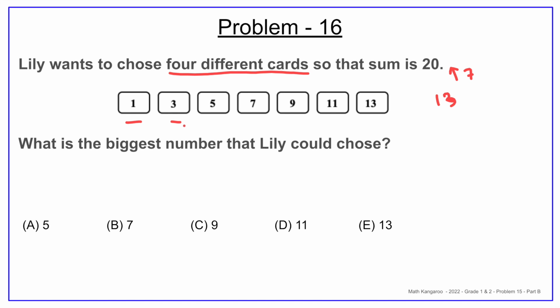1 plus 3 gives us 4. And now we are 2 apart. So there is no number 2. So 13 we cannot choose. So we removed it. Now let's pick 11.